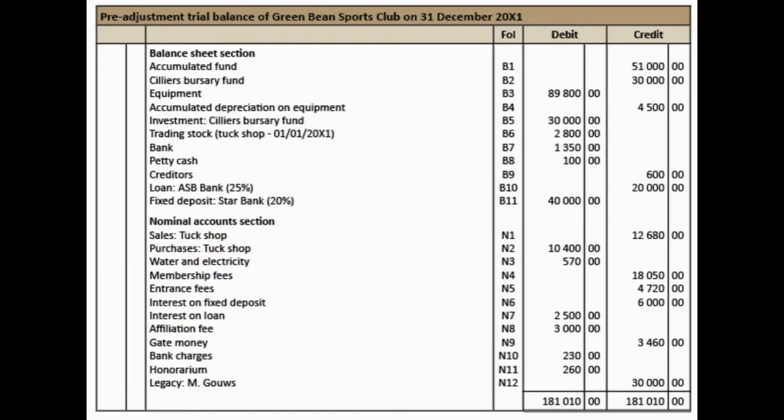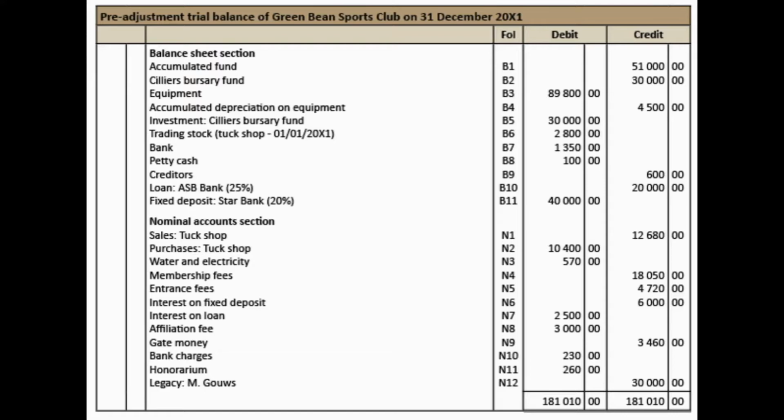It's 89,800. Okay, so what is 10% on that? 8,980. Okay, what is the double entry for depreciation? Debit depreciation, credit accumulated depreciation on equipment.